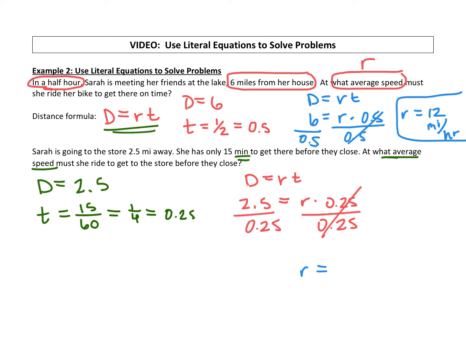So again, is this number going to get bigger or smaller than 2.5? How many 0.25s fit in? There's actually more than 2.5 of those that fit in. So if you type that into your calculator, you are going to get 10. So our rate is 10, and our label was in miles, and then we were in a unit of hours. So she has to ride her bike at 10 miles per hour to get there on time.